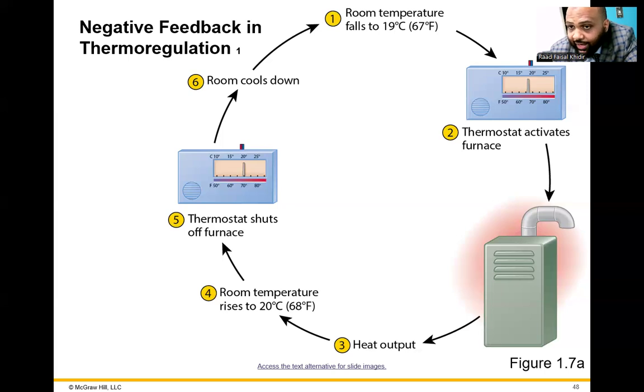So the thermostat activates the furnace. Then the furnace gives the heat. So what is the furnace now? Effector. So the one who did the effect. The output came out from the thermostat to the furnace, but the furnace is the one who gave the heat to do the final effect. Very good. And then the heat output was the effect that came out of the effector. Then the room temperature rises back to 20 degrees Celsius, which is a healthy room temperature, and that represents homeostasis for us. And then we shut down everything.